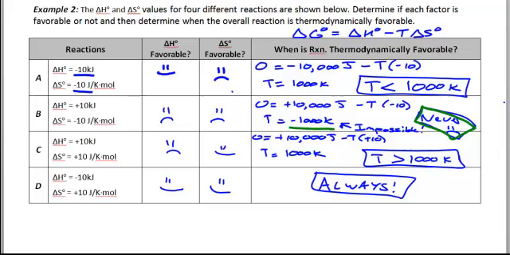On the other hand, part C, we end up with the temperature of 1,000. This time we're going to want to maximize our entropy change, and so we're going to run this thing at high temperatures, so we're looking at temperatures above 1,000 Kelvin. And lastly, in part D here, it will always be spontaneous no matter what temperature you use, because you'll always get a negative answer.